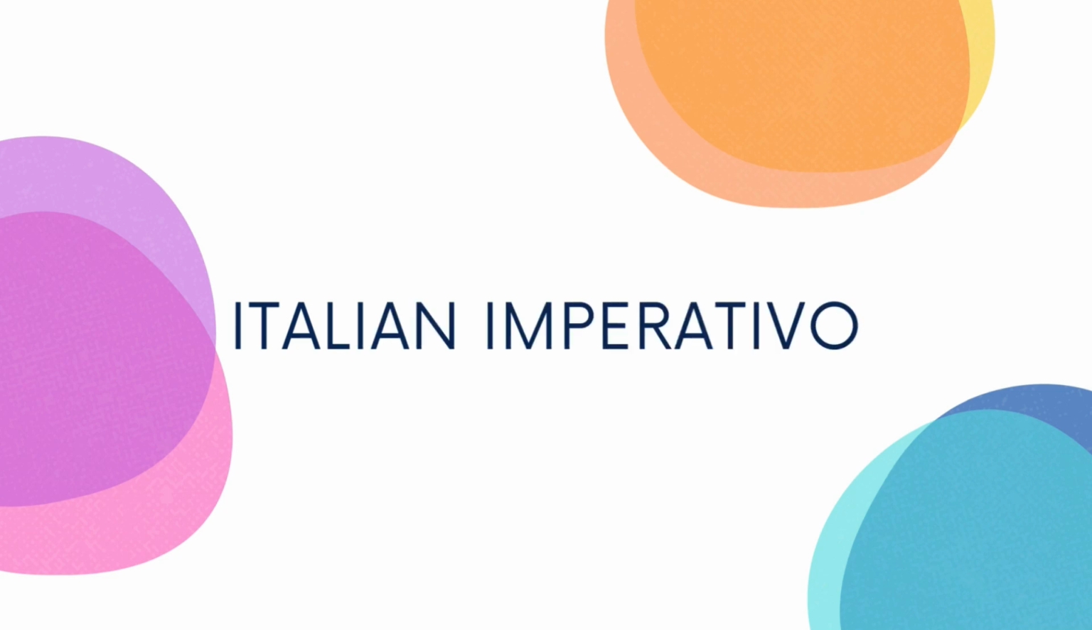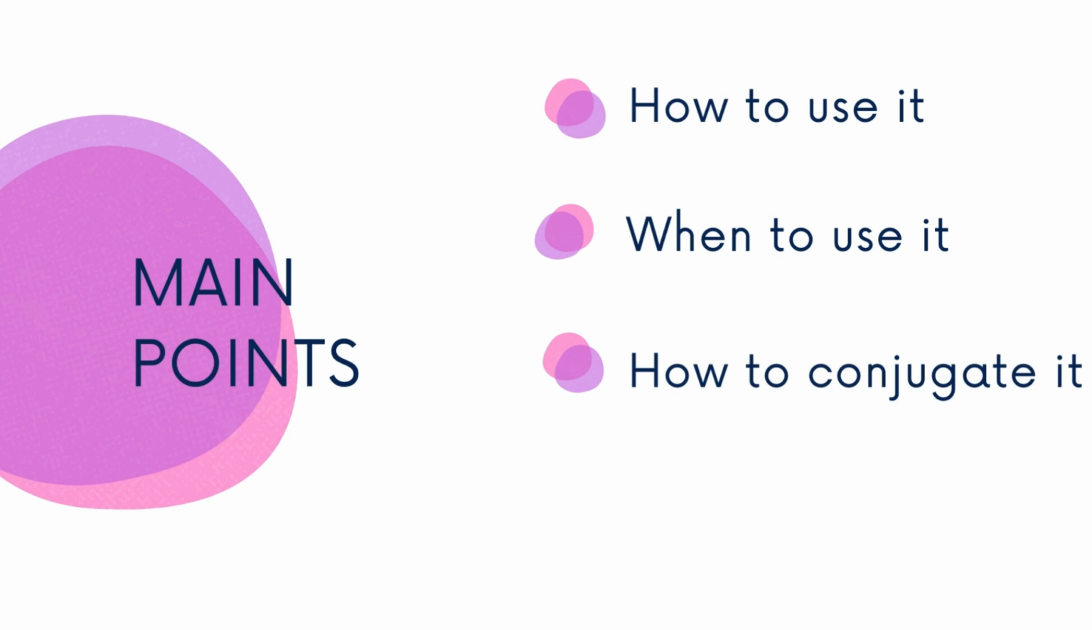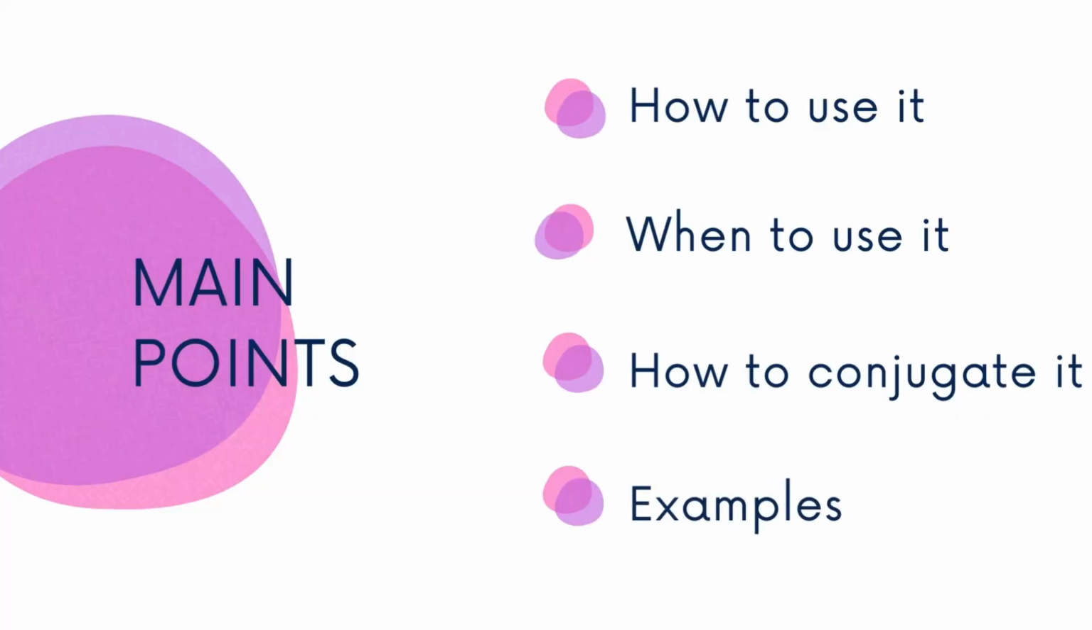If you're new here, hello, my name is Germana and today we are finally going to discuss together a topic that I know makes a lot of you struggle with. I'm talking about the infamous imperativo. More specifically, we're going to dive deep together into this grammar topic and I'm going to tell you how to use it, when to use it, how to conjugate it, both the affirmative and the negative form, and of course we are also going to practice together with some examples at the end of this video.